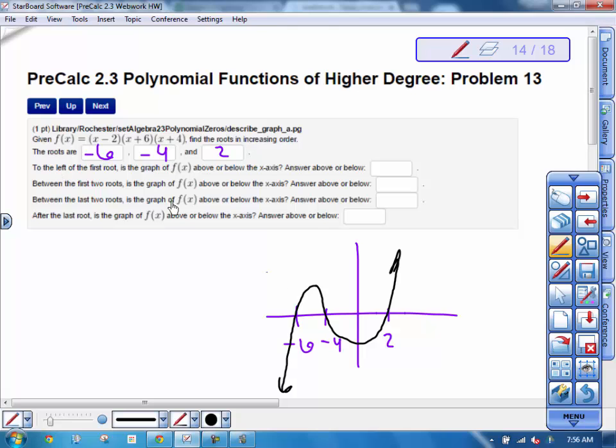So it says to the left of the first root, the graph is below the x-axis. Between the first two roots, the graph is above. Between the last two roots, it's below, right here. And after the last root, it's above.